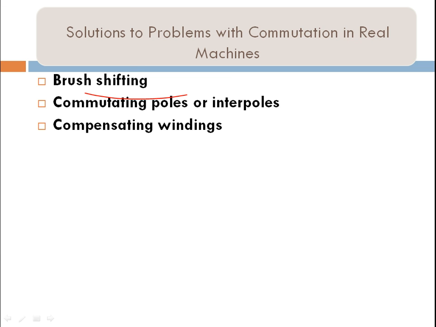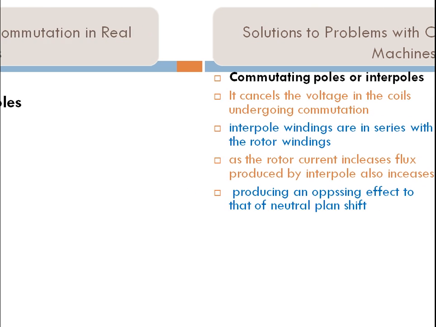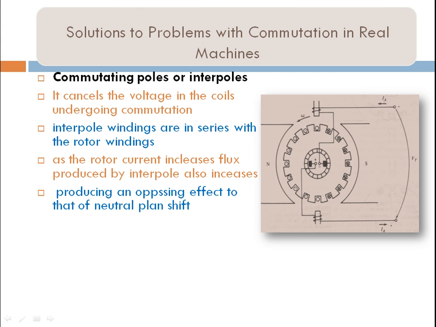Brush shift. Okay, the solutions. How can we solve these commutating process problems? Basically, we can do brush shifting, commutating poles or interpoles, and compensating windings. Now, solutions to problems with the commutator in real life machines.